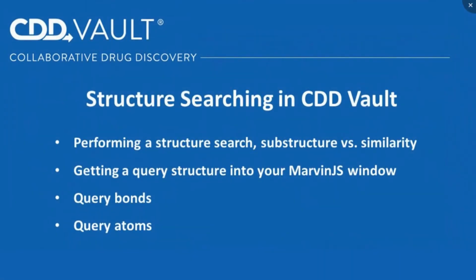Hi, today I'm going to go over substructure searching in CDD Vault. We'll start out by doing a simple substructure search. We'll look at 3 different ways to put a query structure into your search page. Then we'll look at some special query bonds and query atoms. When we're done here, you should have everything you need to search your compounds by chemical structure. Let's get started.